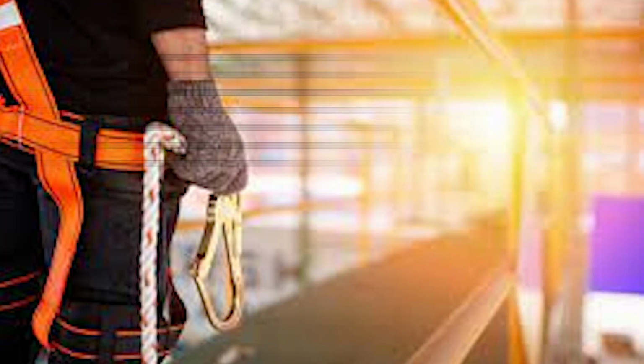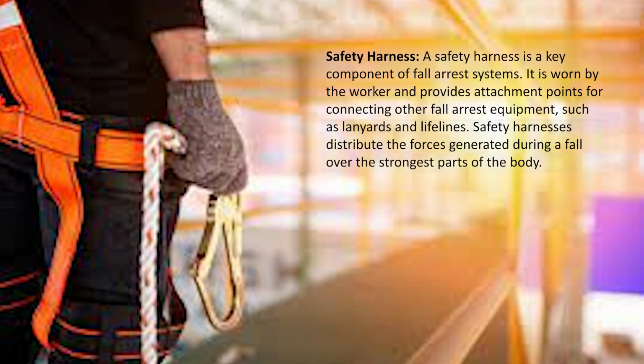First is safety harness. A safety harness is a key component of a fall arrest system. It is worn by the worker and provides an attachment point for connecting other fall arrest equipment such as lanyard or lifeline. A safety harness distributes the force generated during a fall to the strongest parts of the body.